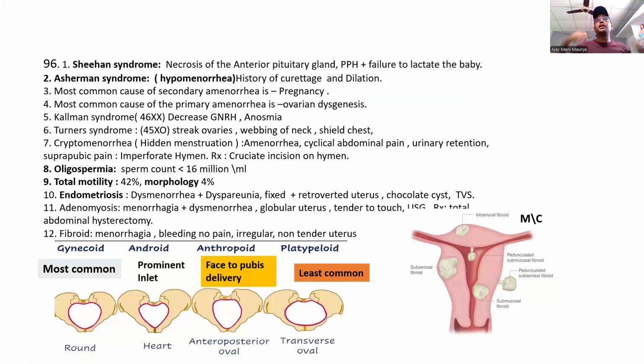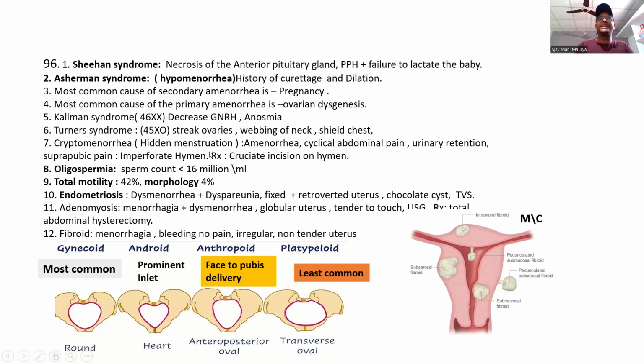And I have some few extra points in OB-GYN. Please remember, guys: Sheehan syndrome, Asherman syndrome, and the most common cause of secondary amenorrhea. And primary is ovarian deficiency, Kallmann syndrome. I think you know about that one: decrease in GnRH and having anosmia. Turner syndrome: streak ovaries and webbing of neck.